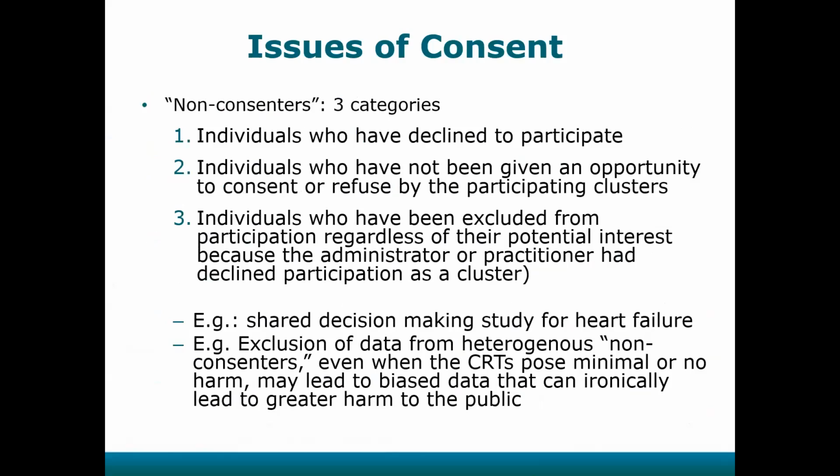So the question that we may have in some of these situations is that there are actually many different types of non-consenters, but if we exclude the data from the very heterogeneous non-consenters, even when these CRTs may pose minimal or no harm at all to people in some of these clusters, then we may have issues of biased data. This is where I think that data integrity and ethical research come together. Even though we may think that at an individual level we are protecting individual autonomy and making sure they're not harmed by inadvertent or non-desired research participation, perhaps in some of these cases, biased data can lead to greater harm to the public.